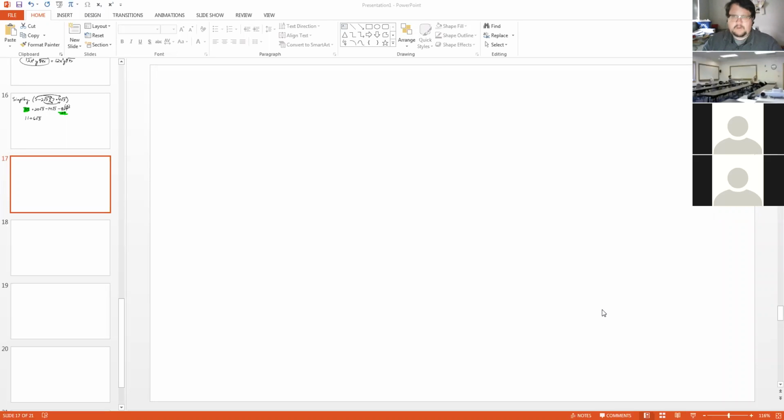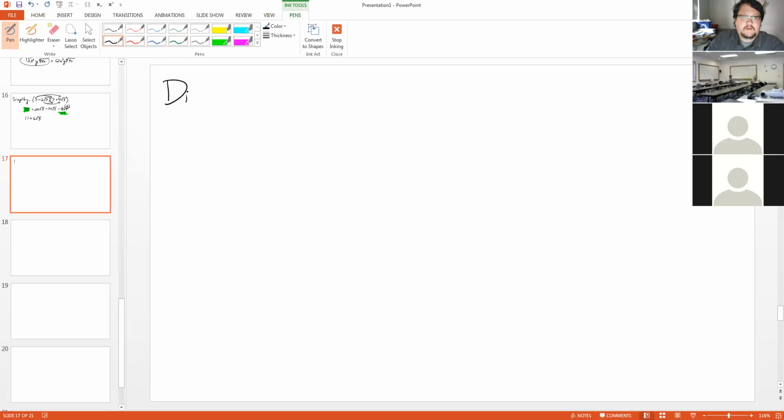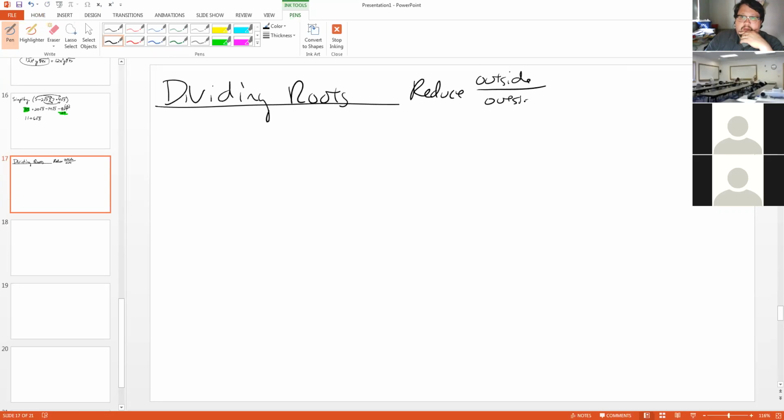Dividing these. So, like I said, you really needed to understand multiplication before you can talk about dividing roots. Just like with multiplying, you can divide, or I should say reduce. If you want to reduce, you can reduce outside and outside together, and then separately inside and inside together. If you have a single thing, you're not adding or subtracting on the top and bottom.